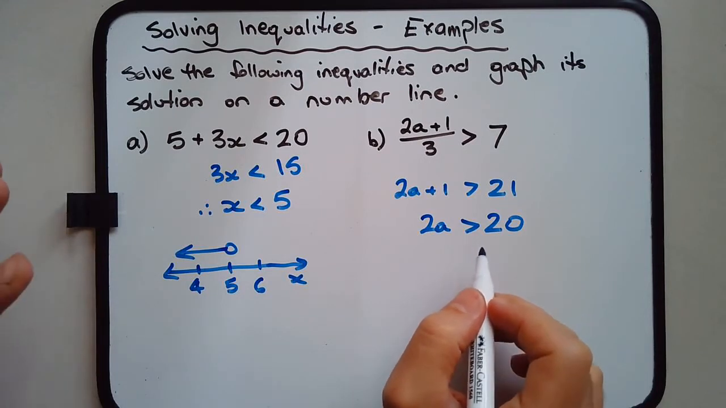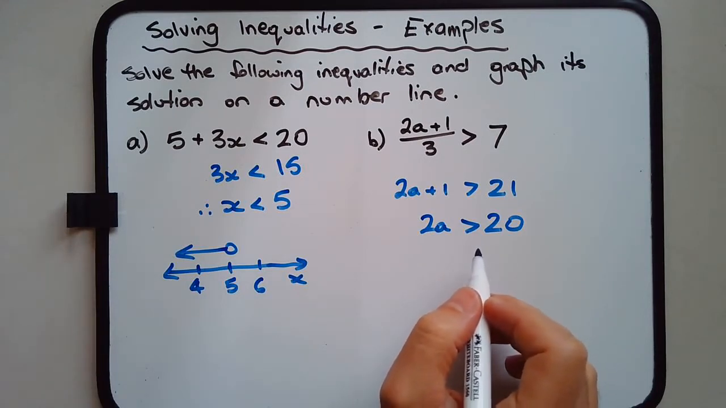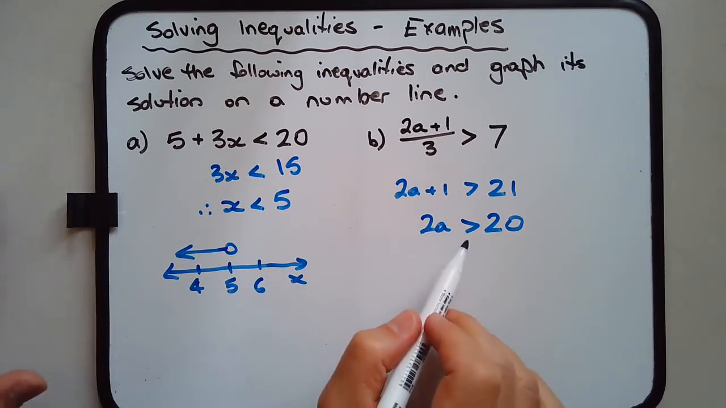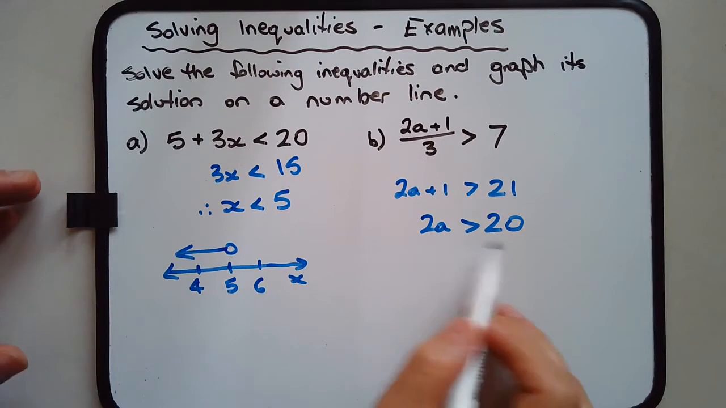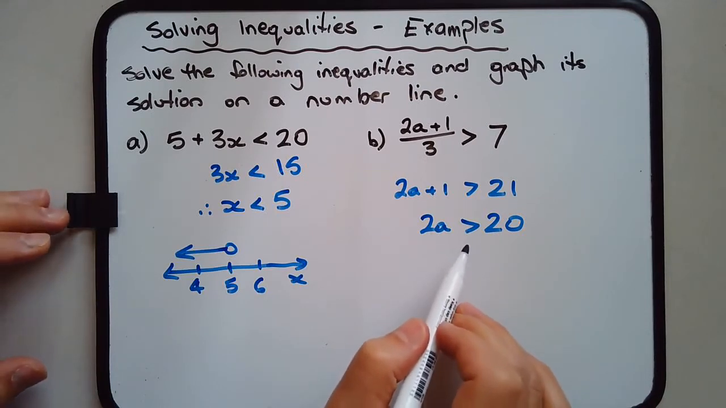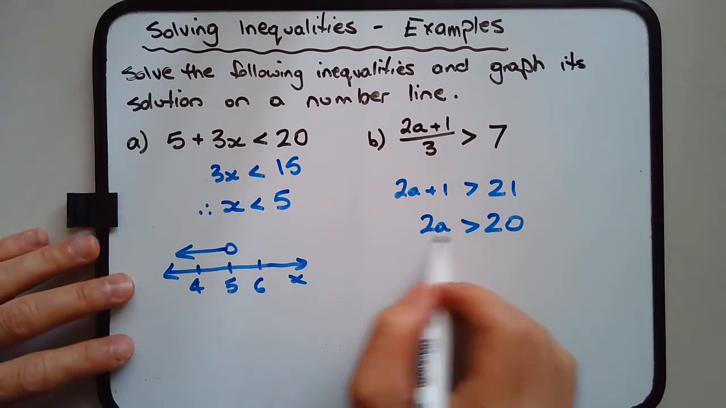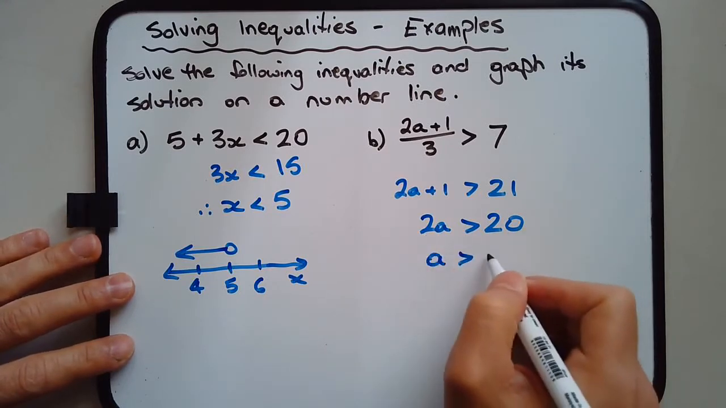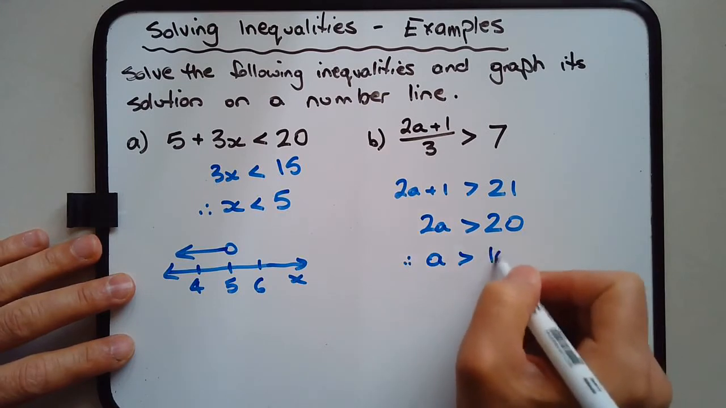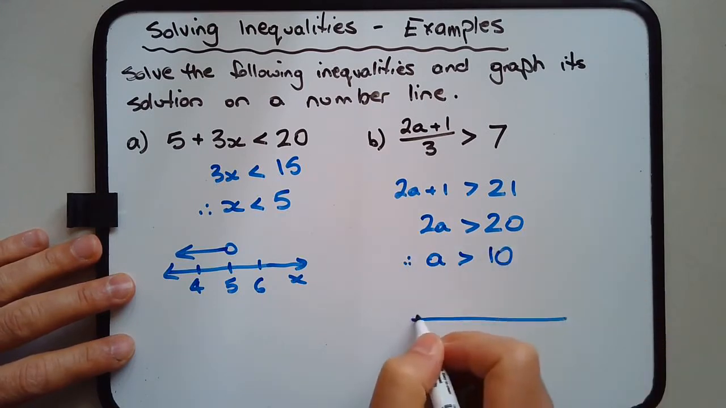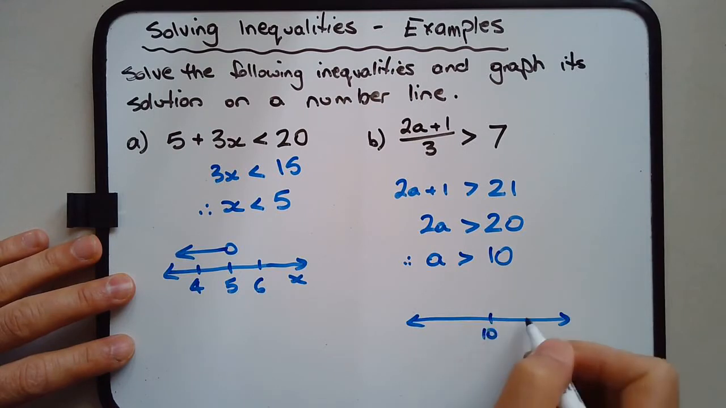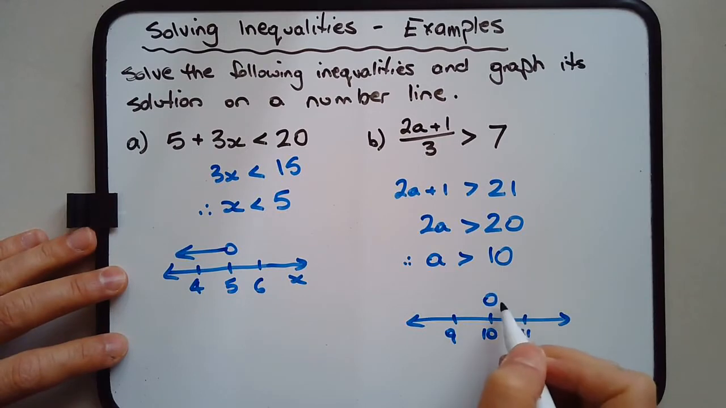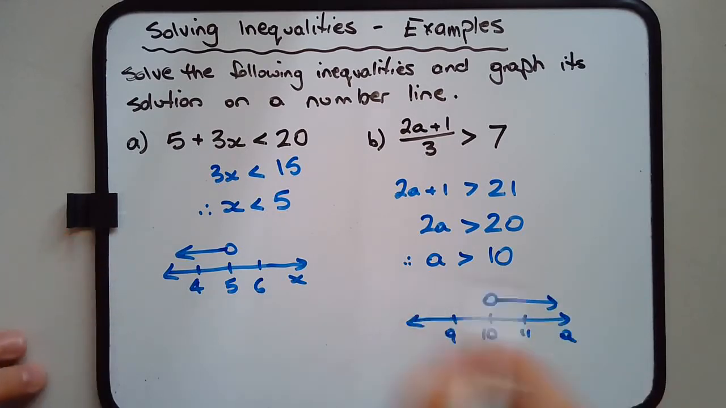Always remember, whether it's adding or subtracting a positive or a negative number, as long as it's addition or subtraction of the same value from both sides, the direction of the inequality is maintained. Now again, we're going to divide both sides by a positive number, divide by 2. Again, the sign is maintained, and therefore a is greater than 10. And on the number line, there's 10, maybe put 11, and there's 9. Open circle, and the arrow is to the right hand side.